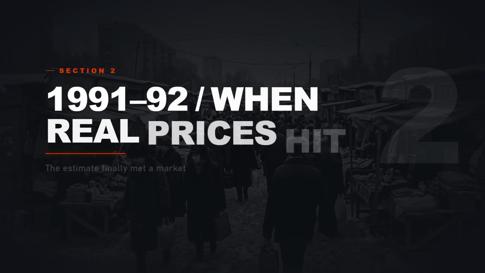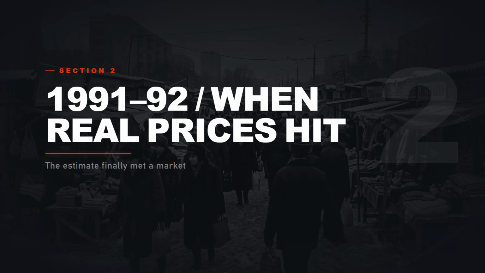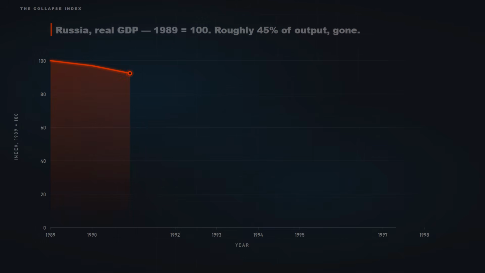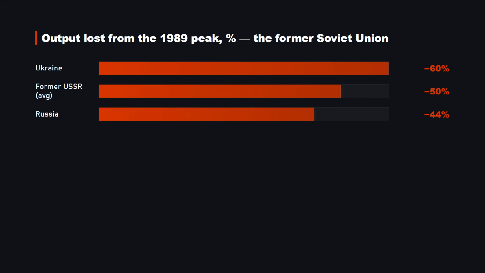The test came in 1991 and 1992, when the Soviet Union dissolved and its successor states, Russia first, under a program of rapid price liberalization launched in January 1992, let real prices replace administered ones almost overnight. What followed was not a modest adjustment. Russia's measured GDP fell roughly 45% between 1989 and 1998. Ukraine's economy contracted closer to 60% over a similar span, a decline that stretched out for nearly a decade. Across the former Soviet Union as a whole, output fell an estimated 50% from its 1989 peak.